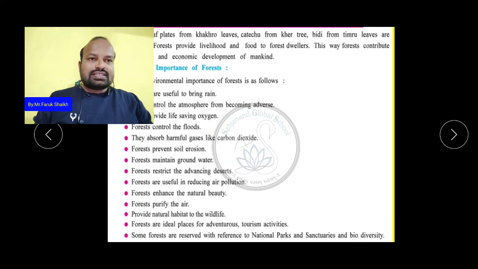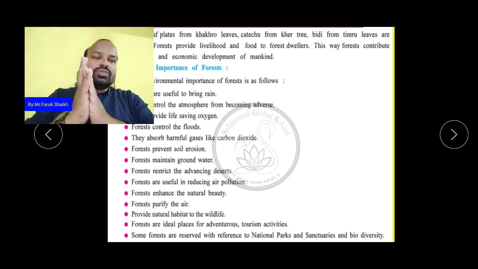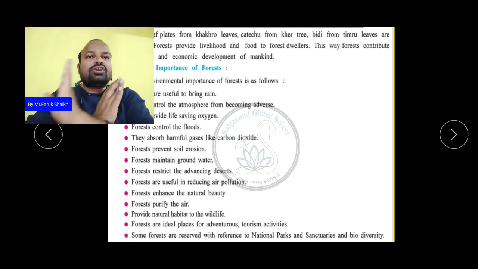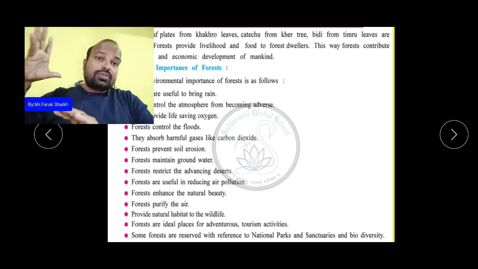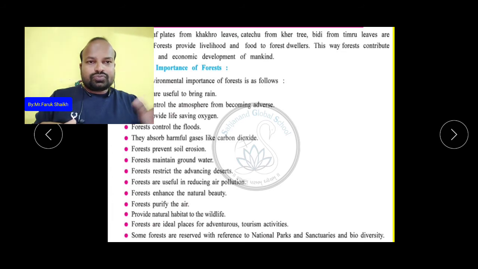Okay, as I said, while the winds are blowing, the impurities like dust, plastics and other particles move through the forest or the trees and stick to the leaves of the trees. Then, when the air crosses this, we get only pure air. So forests are also useful in reducing air pollution.